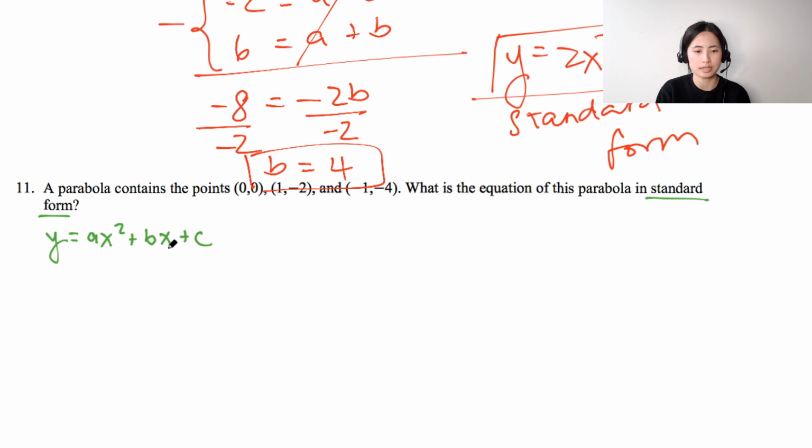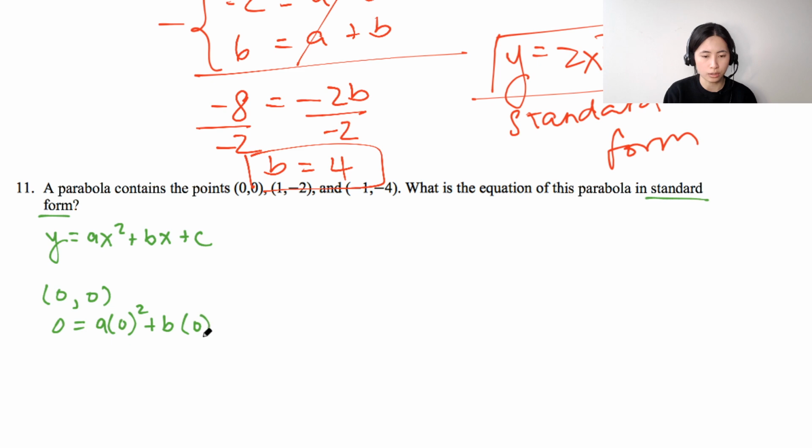So all we have to do is set up three equations, namely (0, 0), (1, -2), and (-1, -4). So for the first equation, I'll use this coordinate, which is passing our origin. So this is (0, 0), therefore y is 0, and that's equal to a, which we still don't know, times x, which is 0, squared, plus b times 0 plus c. And why is it b times 0? Because we know that x is going to be 0.